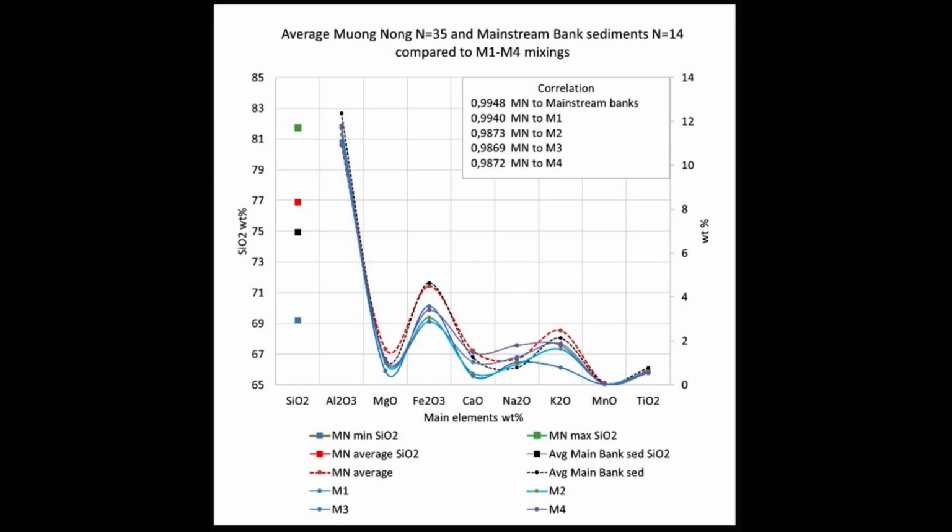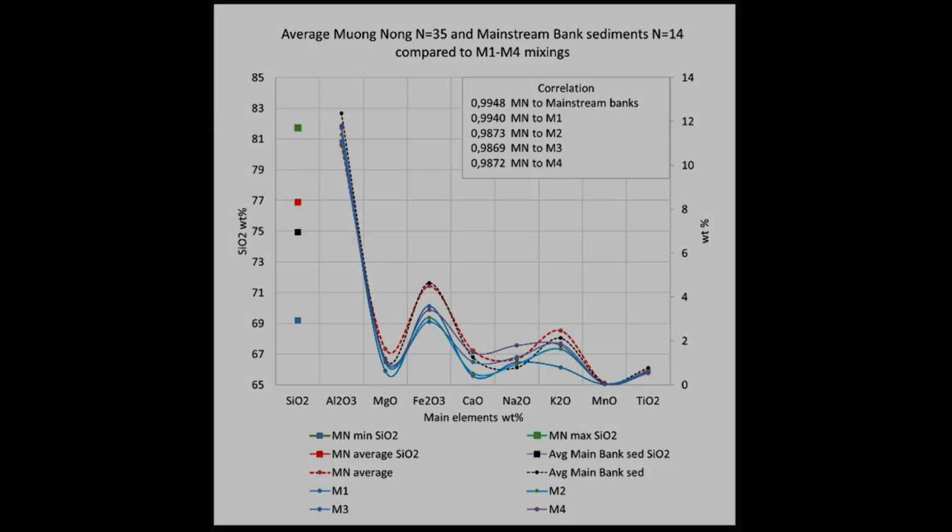It has been proposed that Southeast Asian tektites were created by post-Archean sediments, indicative of Jurassic sedimentary rocks, aged around 167 million years old. Four different mixings were proposed, all of which correlate at very high values to mainstream bank sediments.